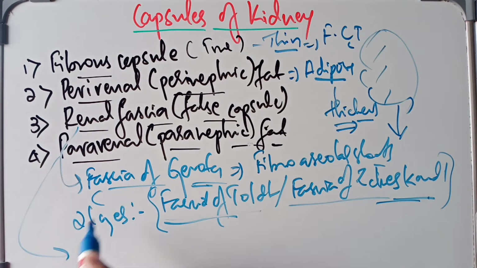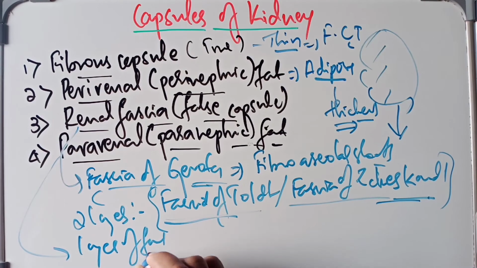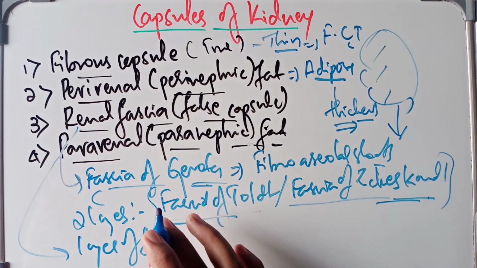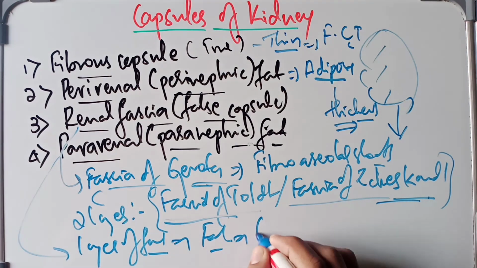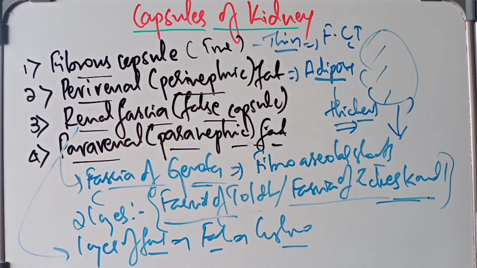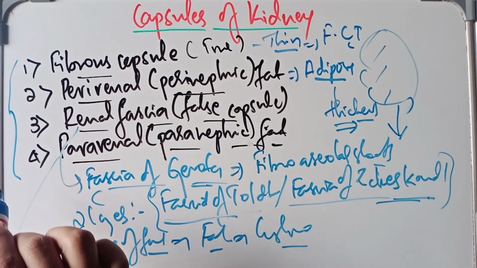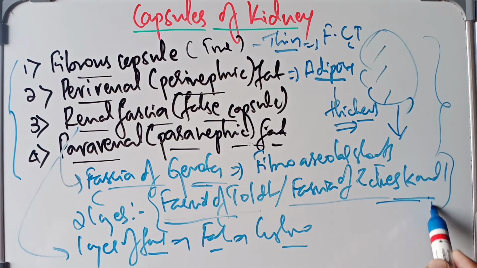So finally, the pararenal or paranephric fat. It is a layer of fat lying outside the renal fascia, and it consists of a considerable amount of fat, being more abundant posteriorly and towards the lower pole of the kidney. It fills the paravertebral gutter and forms a cushion for the kidney. So these are the 4 capsules of the kidney, discussed in detail.